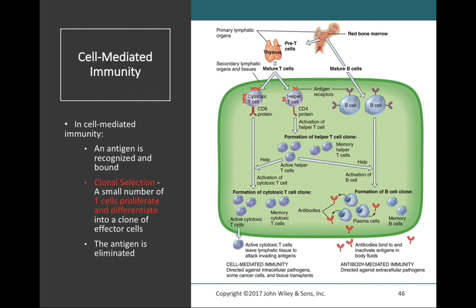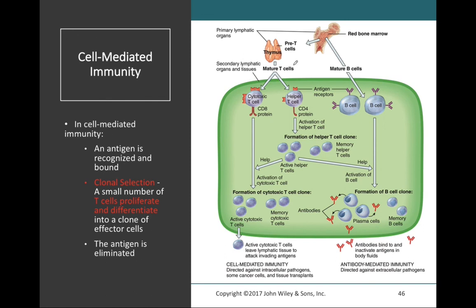So this slide shows us an overall picture of the adaptive immune system and its two branches. We know that the red bone marrow is going to be producing B cells and T cells, and it does produce mature B cells on its own. However, immature T cells will leave the red bone marrow and make their way over to the thymus, where they will become mature T cells.